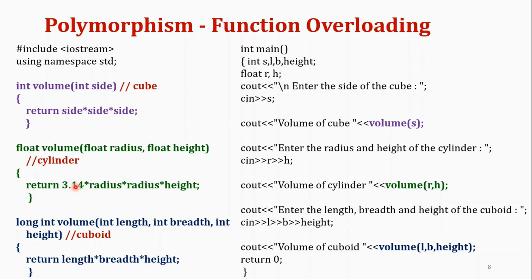That value is returned, so the return type is float. So the function name is the same, the return type is different, and the parameters are different.